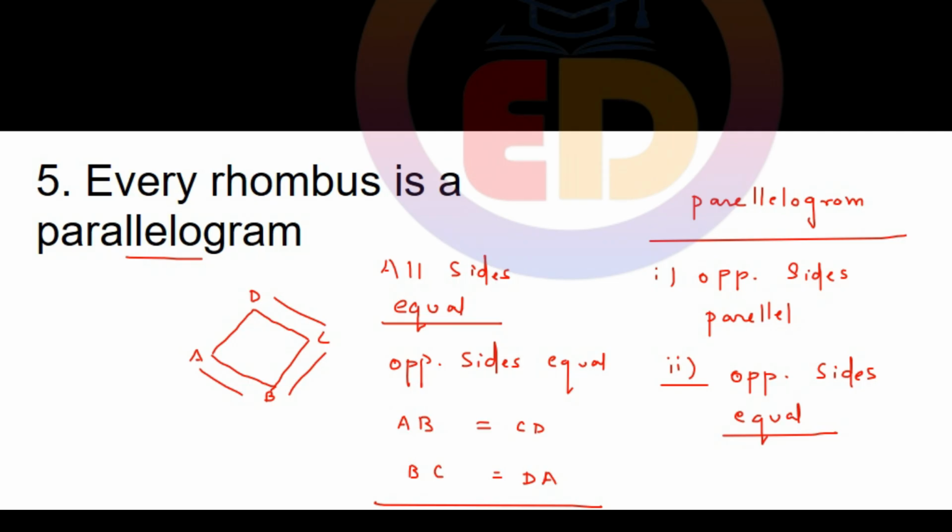So we say that the rhombus follows both the conditions, it qualifies both the conditions to be a parallelogram. In a parallelogram, opposite sides are parallel and equal, and rhombus also follows the same. So we can say that every rhombus is a parallelogram. This sentence is true.